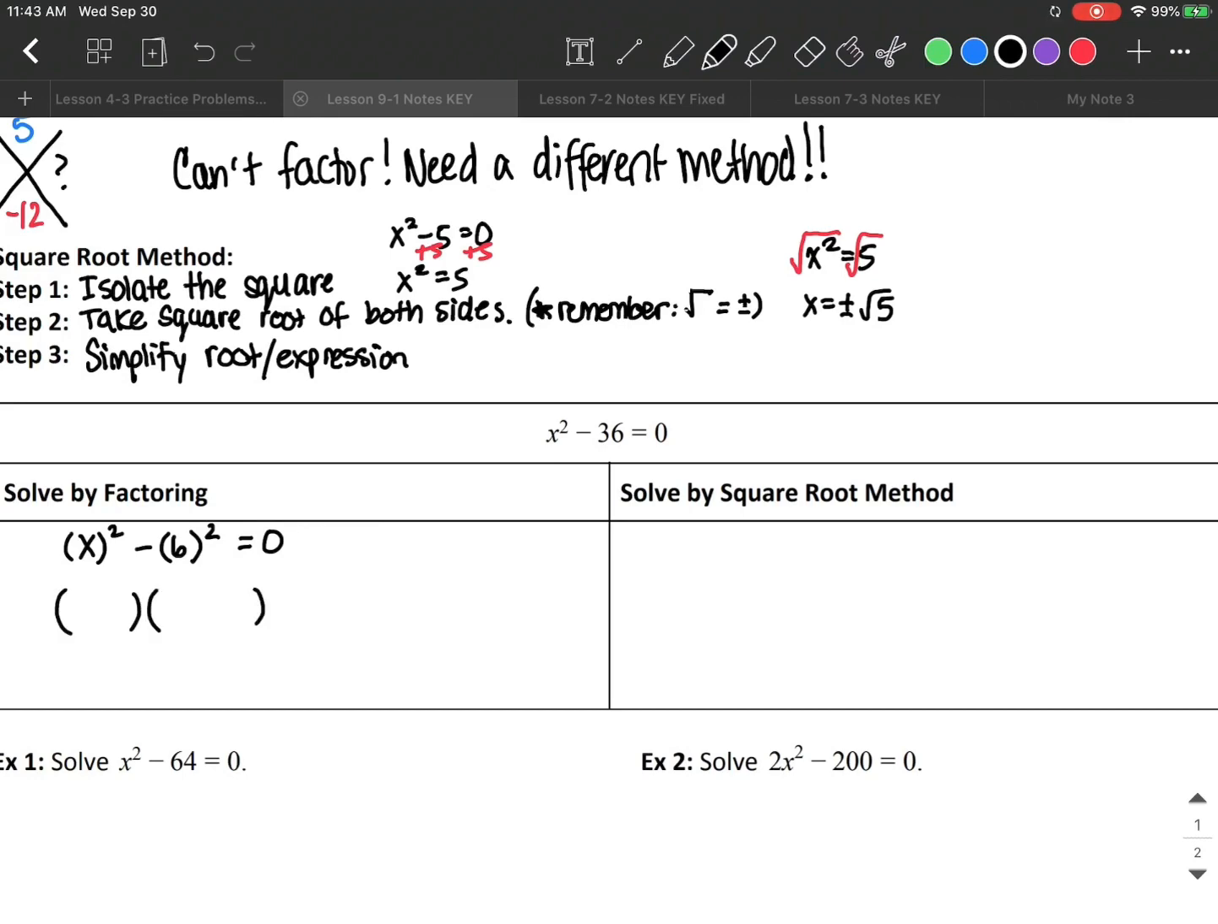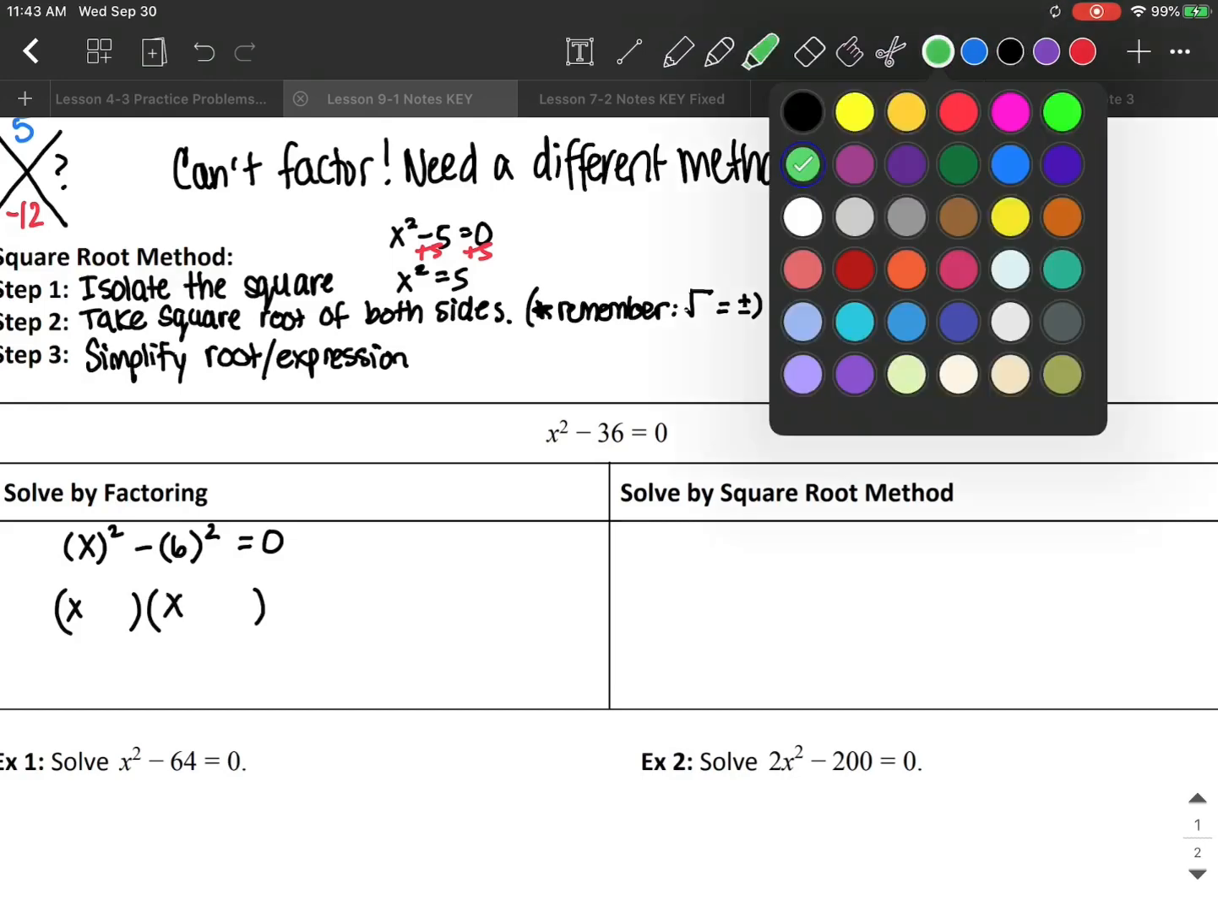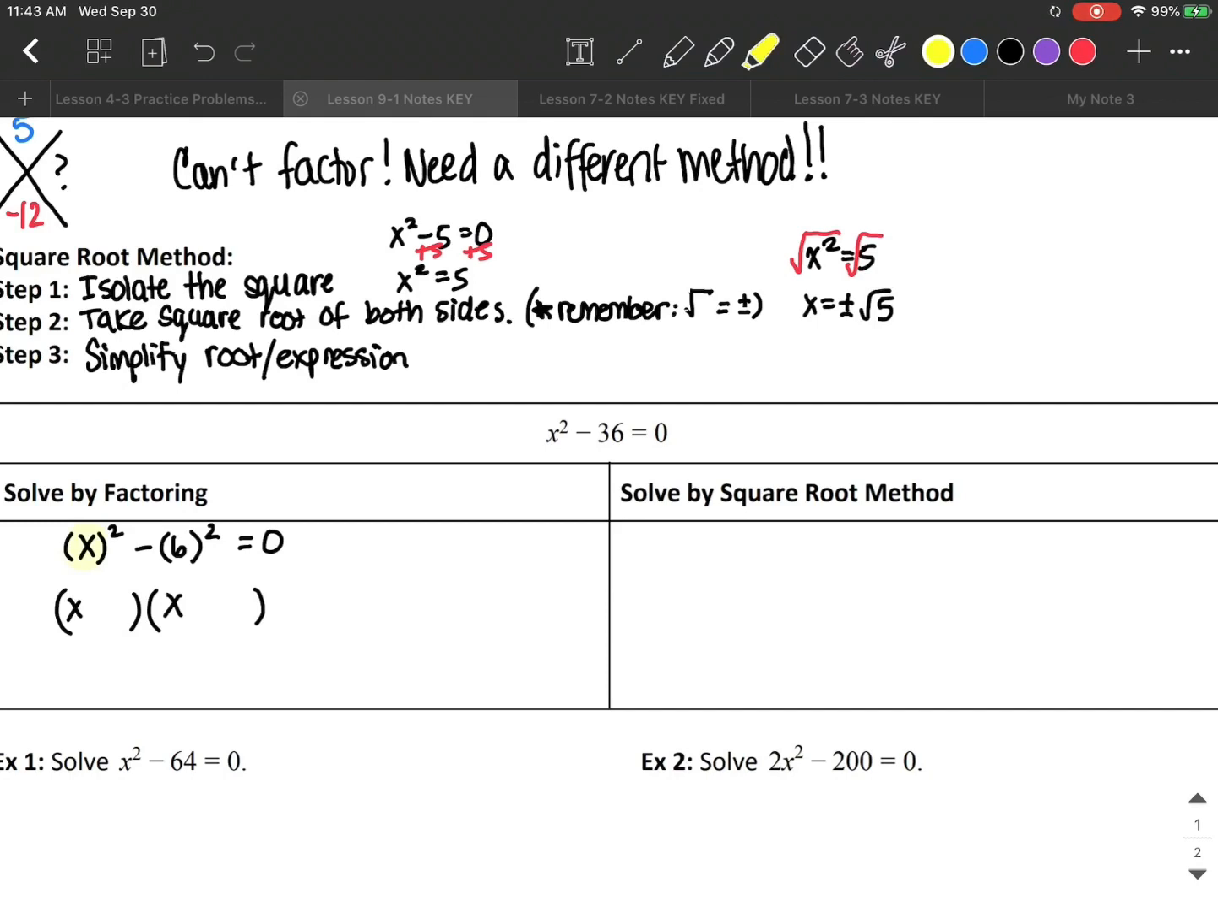I know the first term in my factored form is x for both parentheses because that is the first thing that's being squared. So I have x and x. And then I know the second number I'm going to have is 6 in both parentheses, because 6 is the second term that's being squared. So that's going to be the second thing that I see in my parentheses.